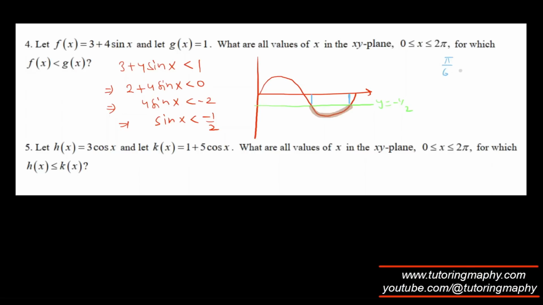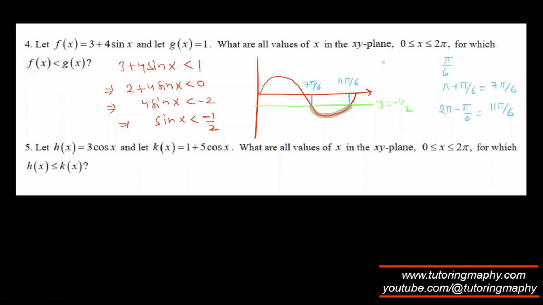So it's a quadrant 3 and quadrant 4 angle because sine is negative in quadrant 3 and quadrant 4. So the quadrant 3 angle will be pi plus pi over 6, which is 7 pi over 6. And the quadrant 4 angle is 2 pi minus pi over 6, which is 11 pi over 6. So this is 7 pi over 6 and this is 11 pi over 6. All right, so that's our answer, right? And they want from 0 to 2 pi.